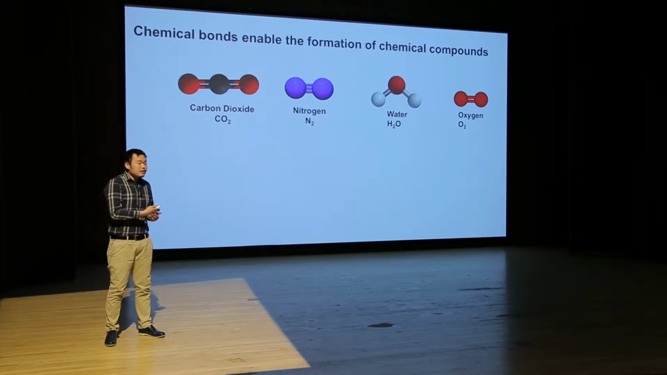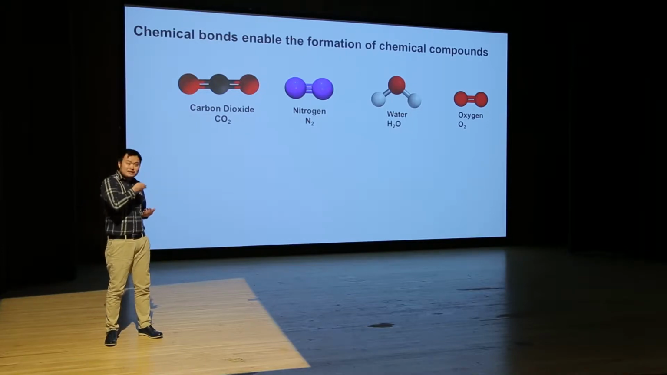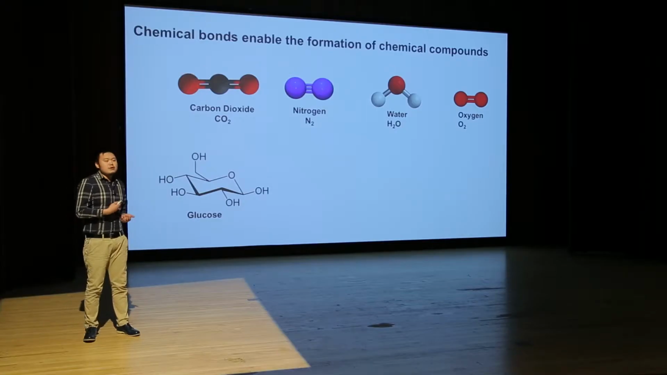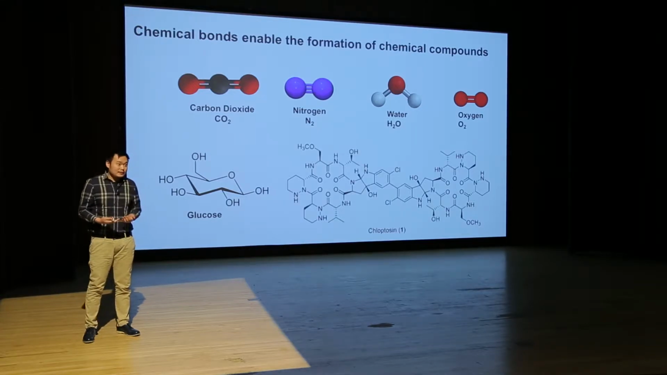By rearranging these 4 different atoms, which is a process of making and breaking these existing chemical bonds, we can actually make many different kinds of molecules, such as glucose, which is a form of sugar, or something more complicated like this, which is a type of antibacterial drug.